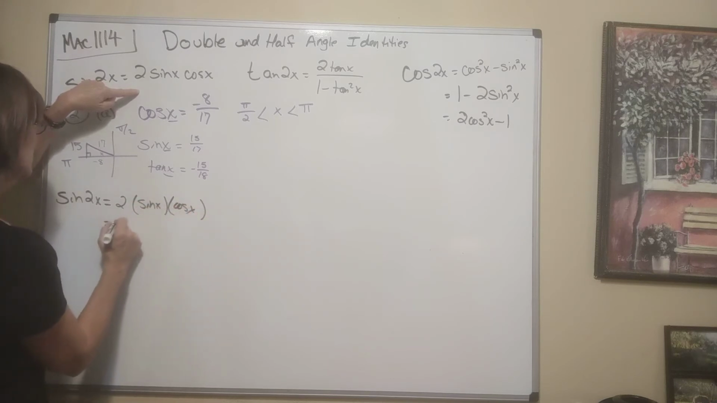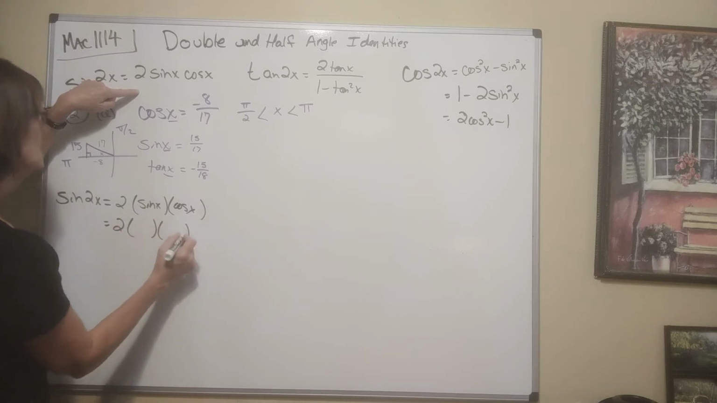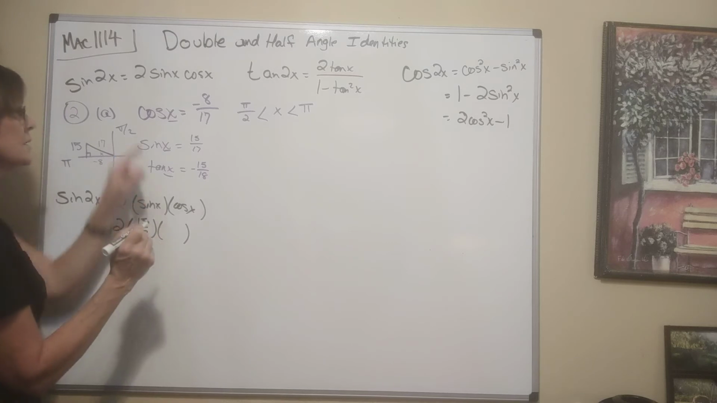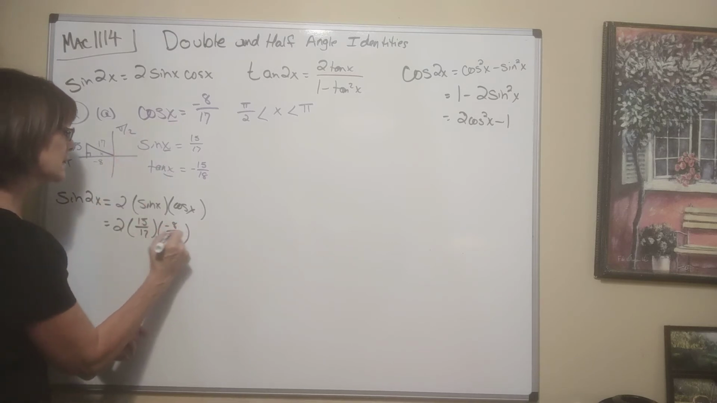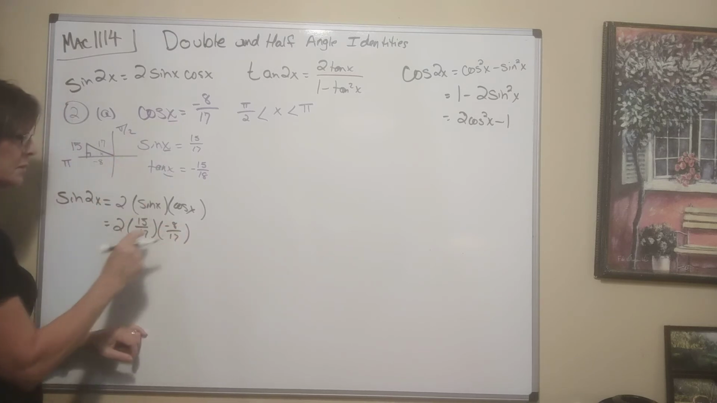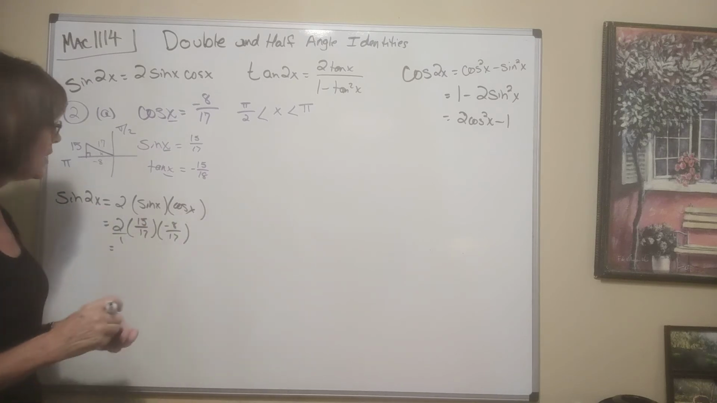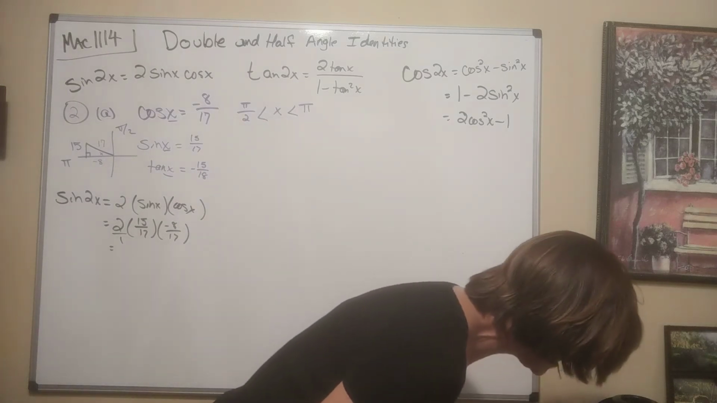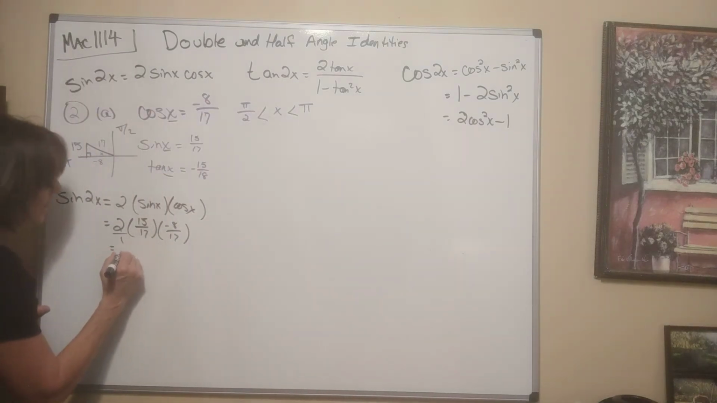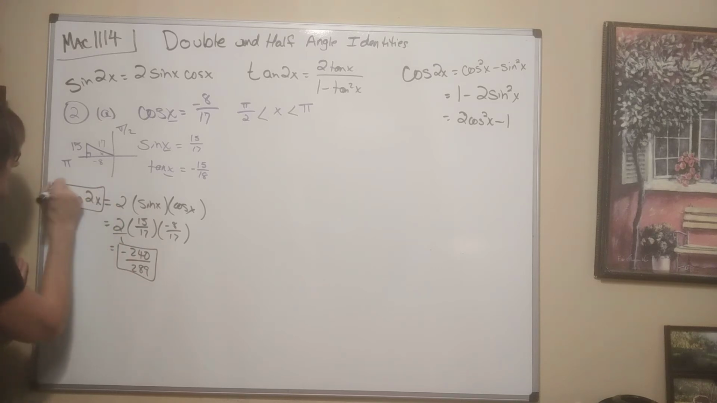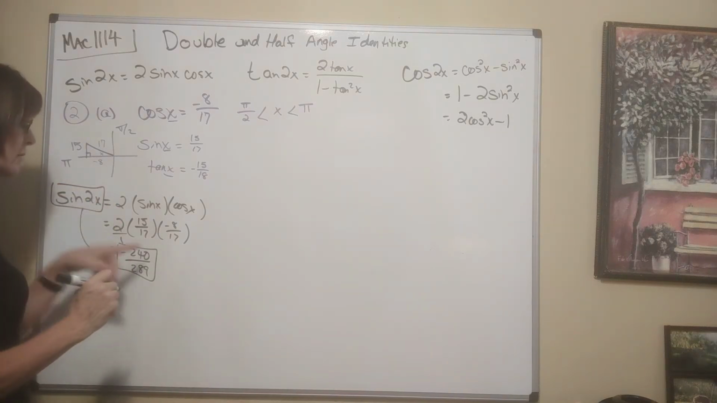All right, so this is 2. What was the sine of x? 15 over 17. What was the cosine of x? Negative 8 over 17. So we multiply 2. You can think of this as 2 over 1. Multiply the numerators together: 2 times 15 times negative 8, and we get negative 240 over 1 times 17 over 289. And so this is what the sine of 2x is equal to. All right, and we note that it's negative.